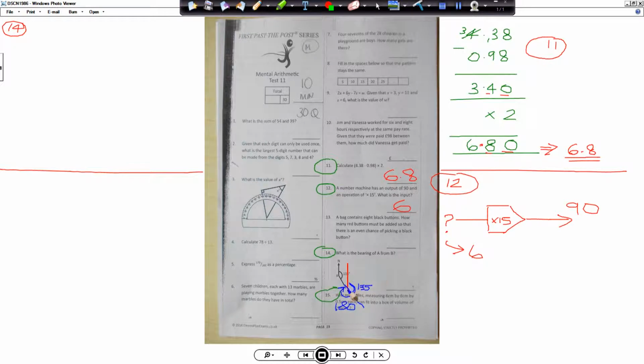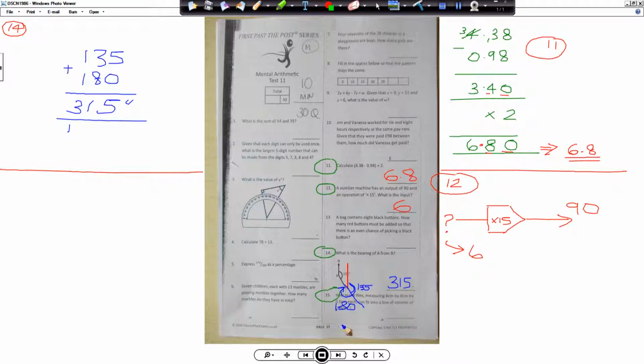So if I want to work out the bearing of A from B, it will be equal to 135 degrees first of all. We've got to add the 180 degrees on as well. And that will give us an answer of 315 degrees. So that's those three done.